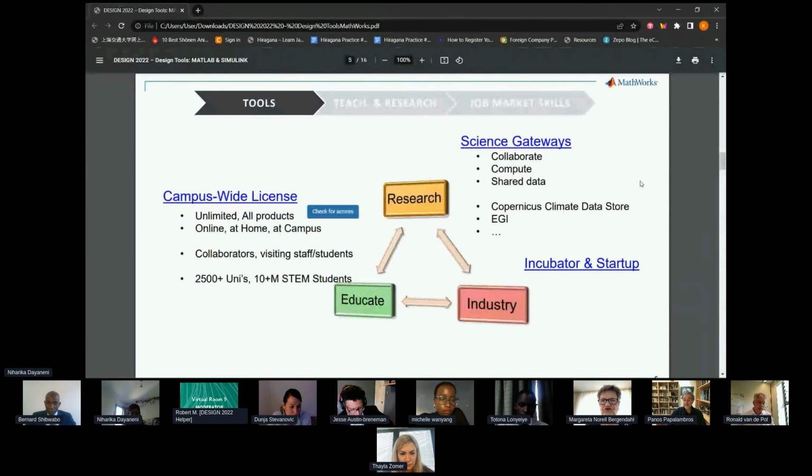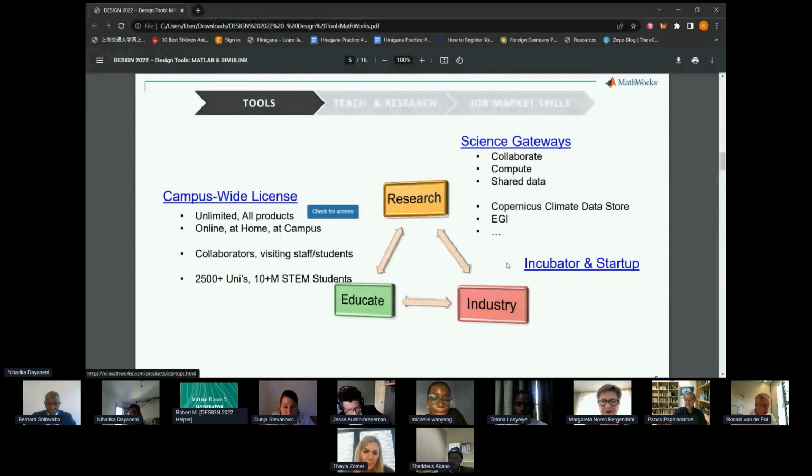Same thing at universities. If you at the university have an accelerator or incubator to support students starting their own company, we can assist you with free access through incubator licenses.